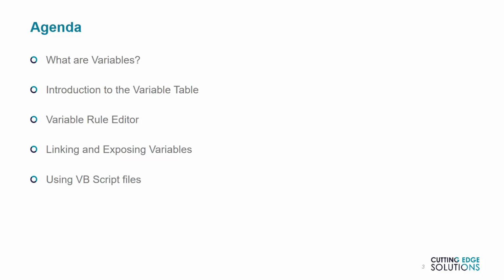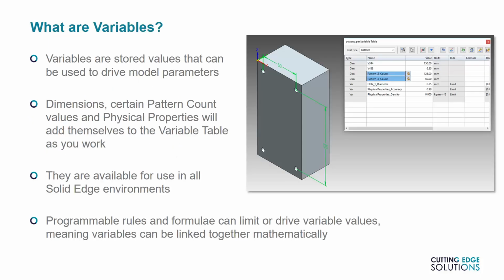So, if you've never opened the variable table in Solid Edge, you may be asking, what are variables? A dictionary would tell you that these are elements that will change, but in Solid Edge specifically, variables are numerical values that can be stored inside a Solid Edge file and then be used to drive model parameters. Whenever you add a model dimension, enter a pattern count, or set physical properties, you're creating variables in a table that can be opened from the Tools tab in Part, Sheet Metal, Assembly, and Draft files.